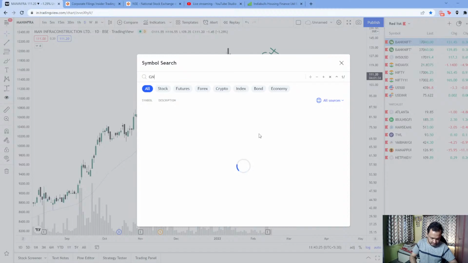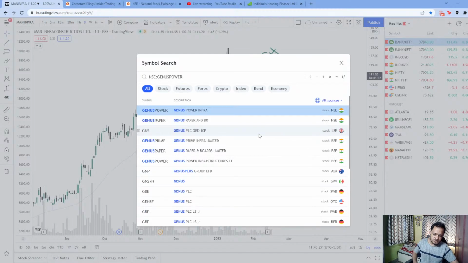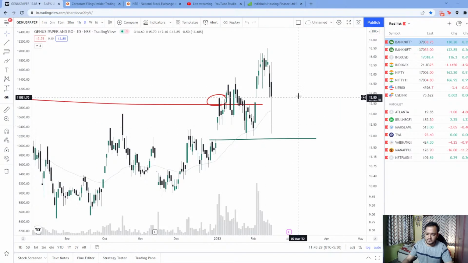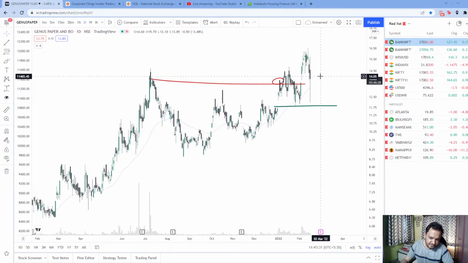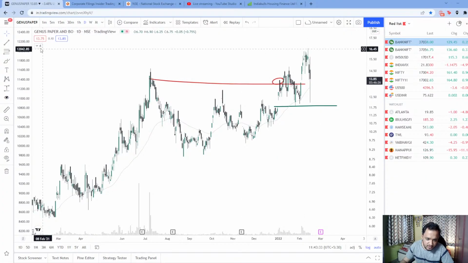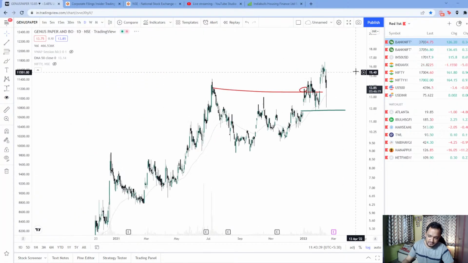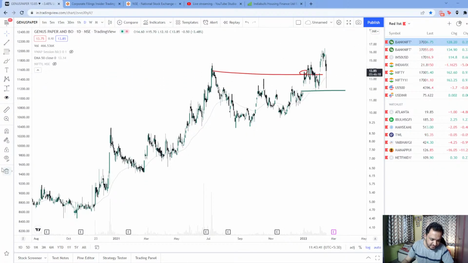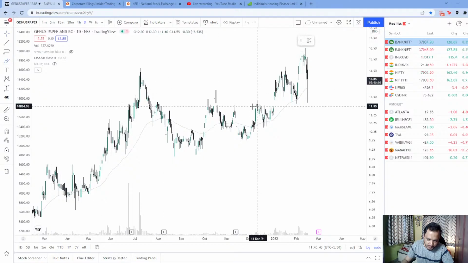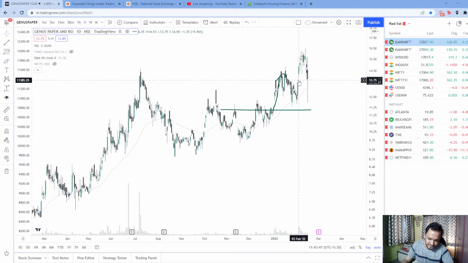Genus Paper, all right. Genus Paper is all right. Again, a 5% circuit, I think here. Maybe not. I think it has a 10% circuit, right? But still, look at this chart. Very clean. All right. Once the up move starts, it moves in one direction. No ambiguity here. So trade these stocks.